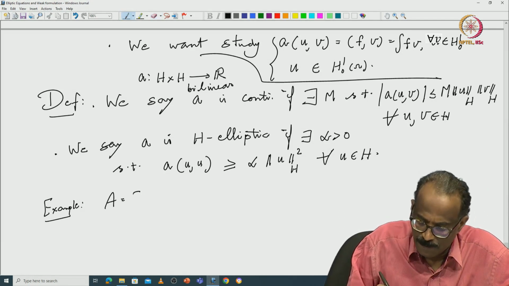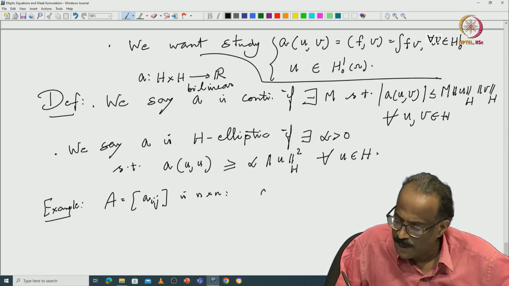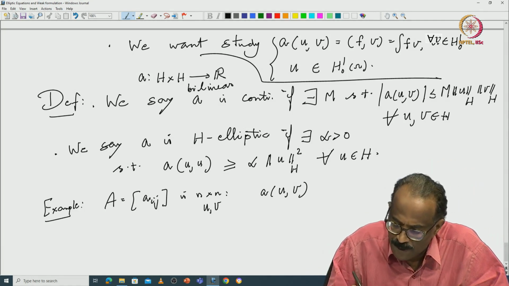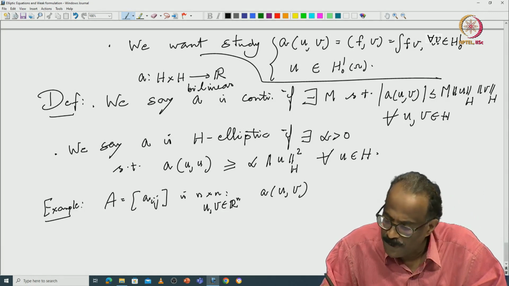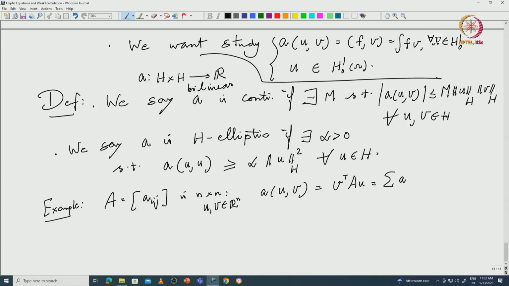Your Aij is n by n, where u, v are in Rn. For u, v in Rn, A(u, v) you define to be v transpose Au, that is nothing but the summation of Aij uj vi. So, indeed modulus of A(u, v) is less than or equal to norm A times norm u times norm v, where A is an n by n matrix.